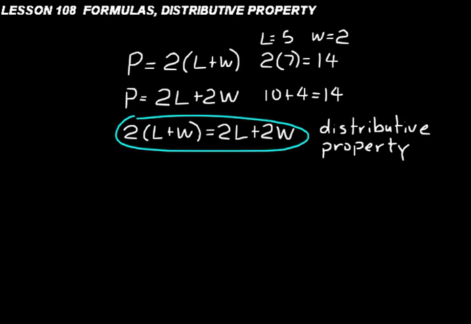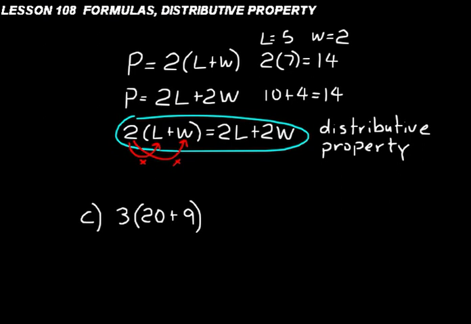Look at what happened there. Do you see the pattern? 2 times L. So there was multiplication there, plus 2 times W, another multiplication. That's how you got the 2L plus 2W. That's why they're the same. You're distributing the 2 over the L and the W.